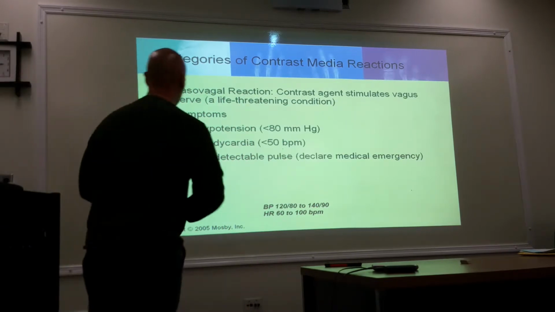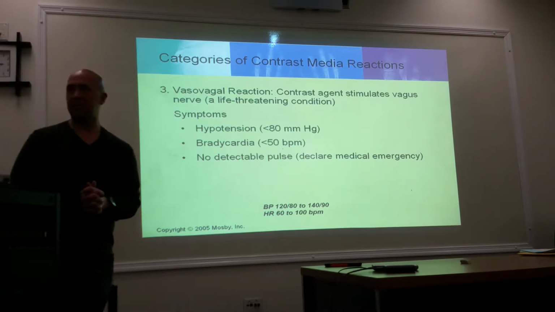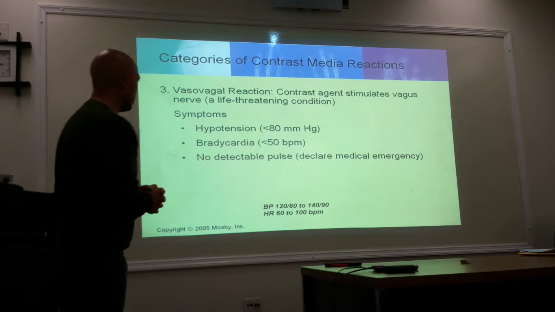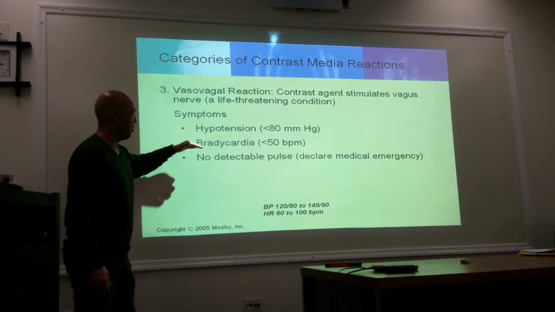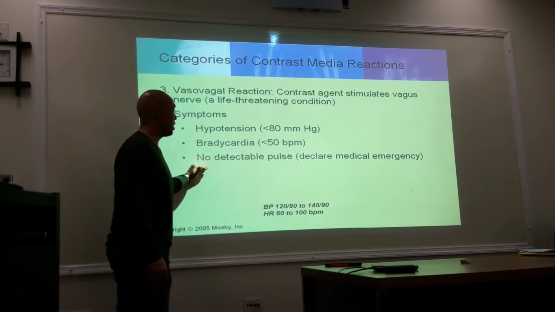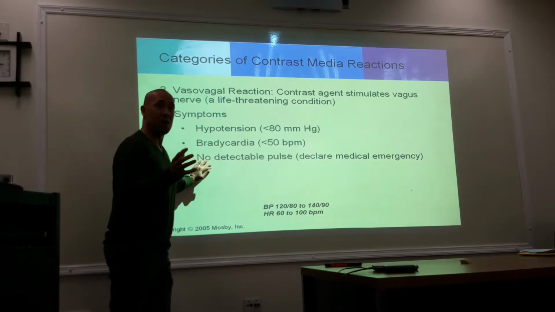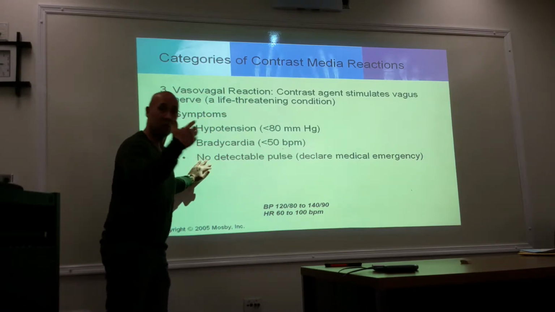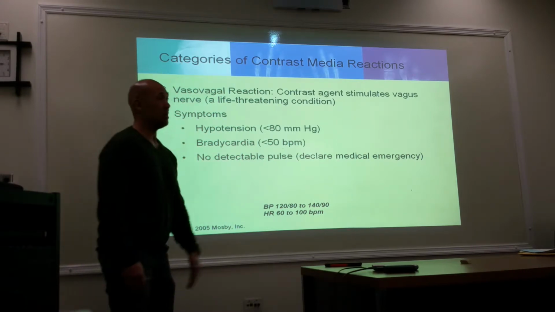Vasovagal reaction. A vasovagal reaction is, what does it say here? Contrast agent stimulates a vagus nerve, a life-threatening condition, which causes you to drop your pressure, slow down your heart, no detectable pulse. That's especially if you don't have a detectable pulse. That is bad. Because you may have a pulse. I mean, electrically you may have rhythm going on, but if it's pulseless, that's when you gotta intervene.